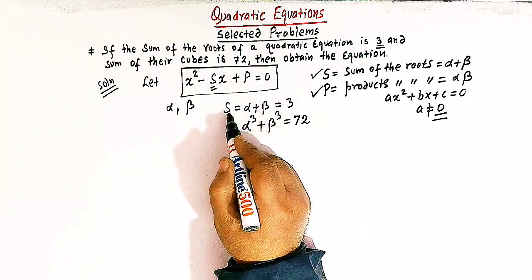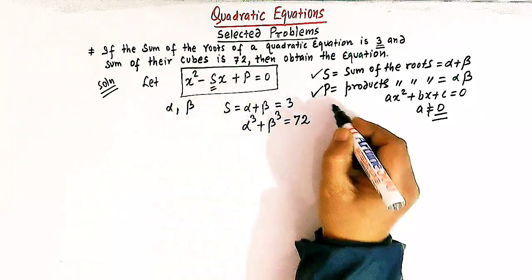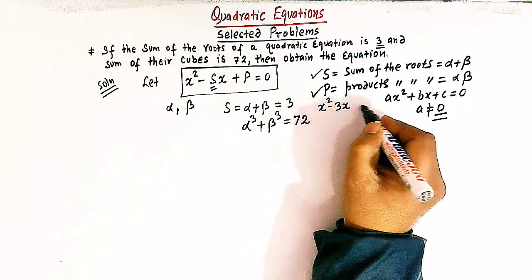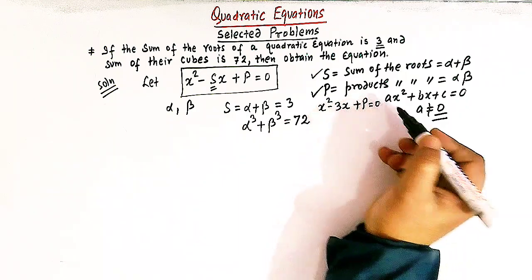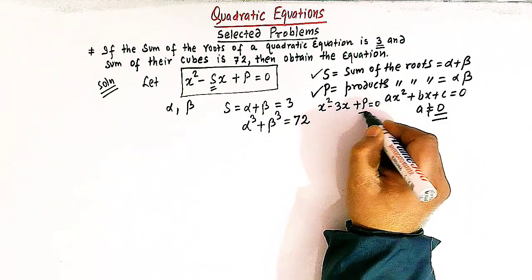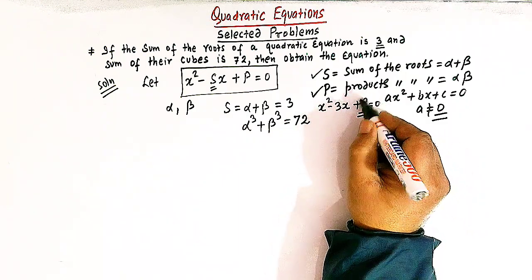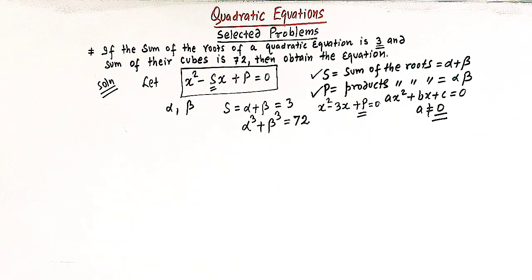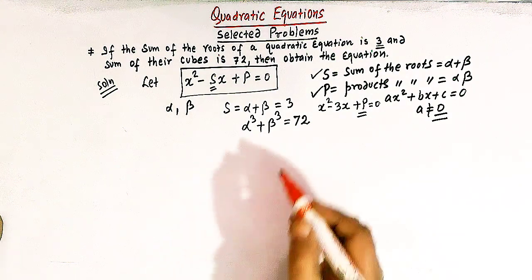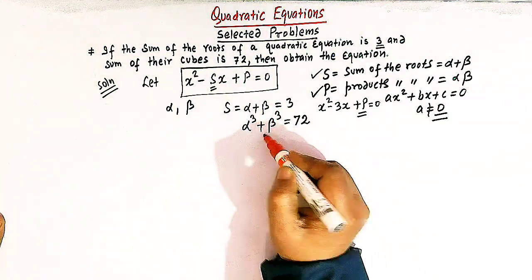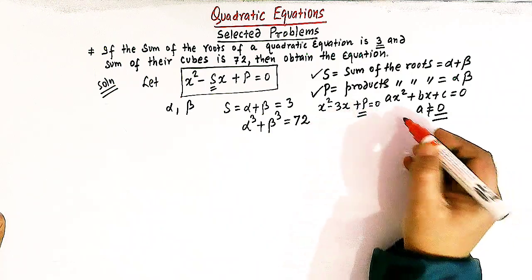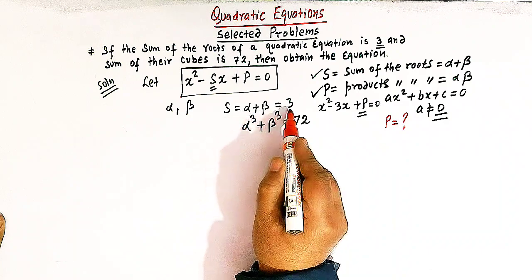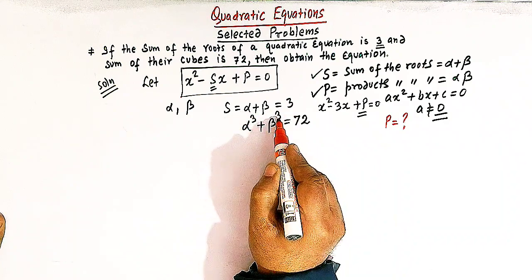If we now take s is equal to 3 here, then the equation is x square minus 3x plus p is equal to 0. So now we have to find the value of p, which is our product of roots. Let us make use of these two equations to find the value of p. We are given alpha plus beta is equal to 3 and alpha cube plus beta cube is equal to 72.